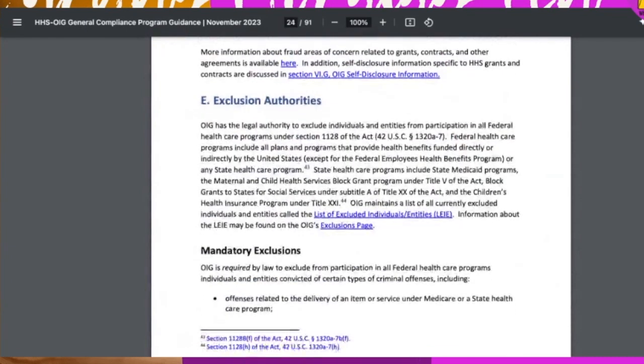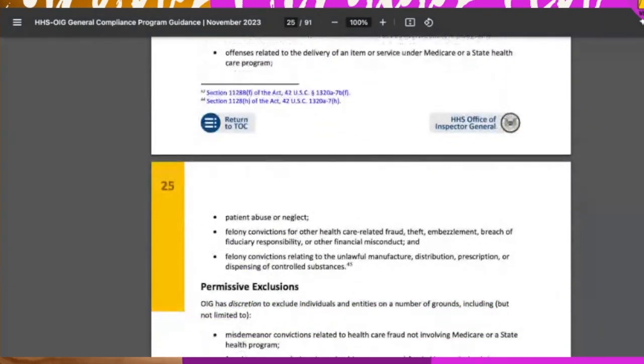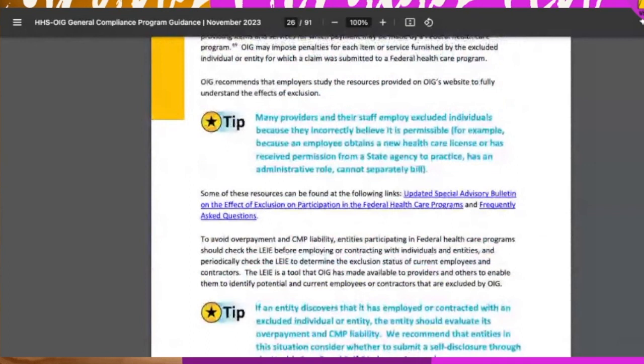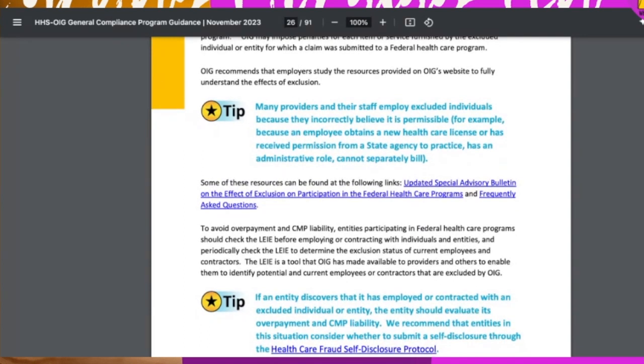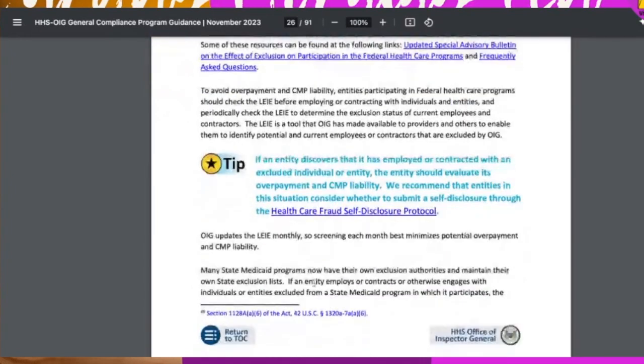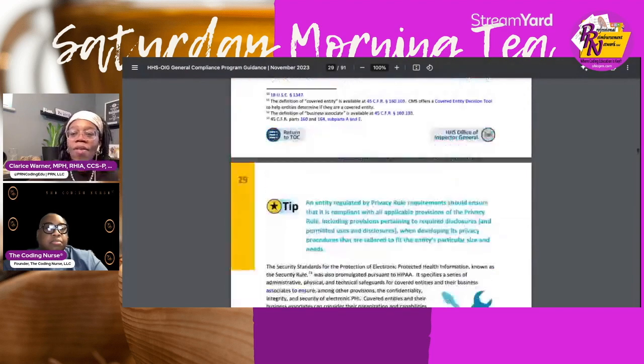The exclusion authorities, they decide and determine mandatory exclusions, permissive exclusions, and I thought there was another one. Maybe not. Many providers and their staff employ excluded individuals because they incorrectly believe it is permissible. For example, because an employee obtains a new healthcare license or has received permission from a state agency to practice, or has an administrative role and cannot bill separately, and that is not true. They recently updated the exclusion list this month. So if you need to check the LEIE monthly, they do it every month. You can check that out. So that's section 2. A lot of information.